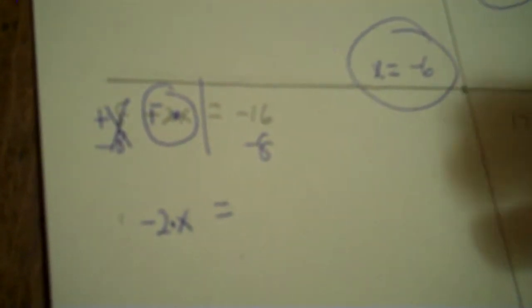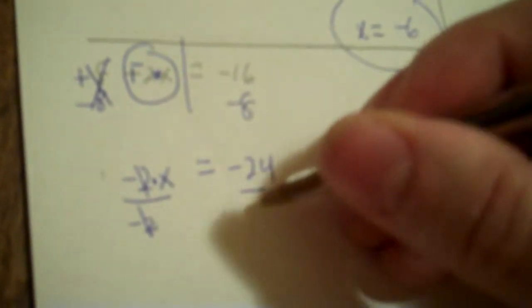-2x, -16 minus 8, it would be -24. Then you divide by -2, and that's +12.